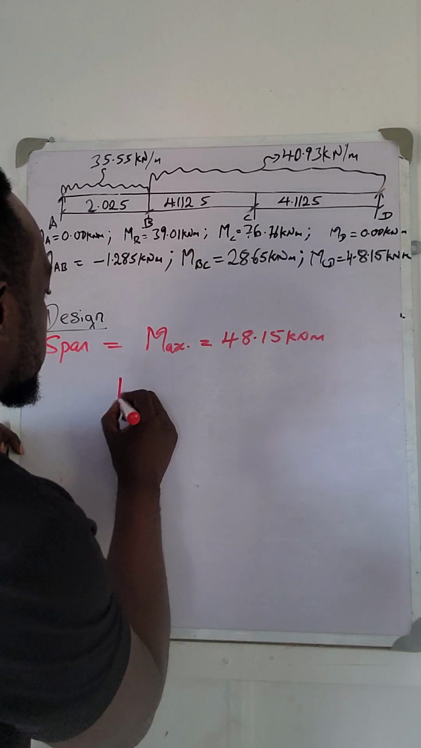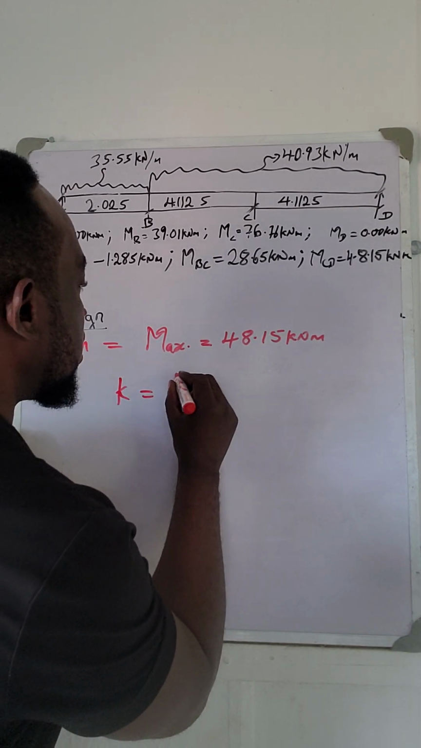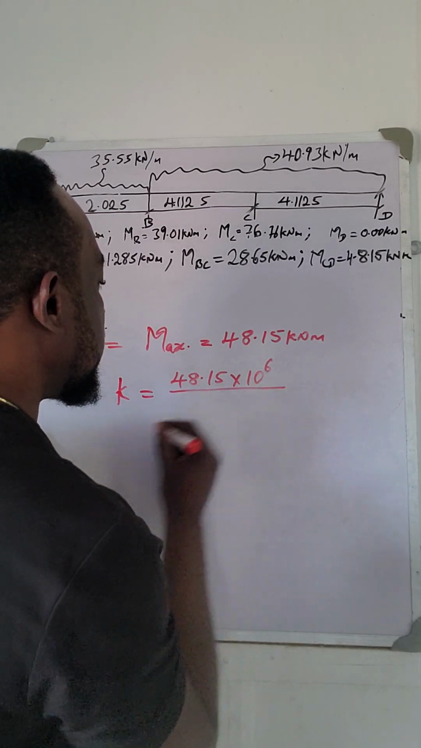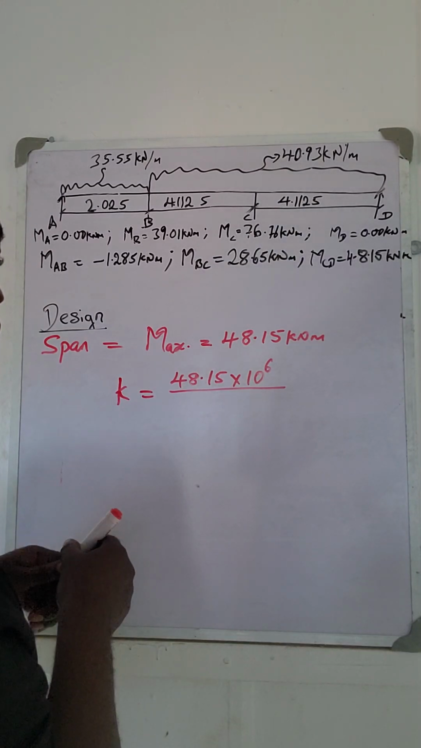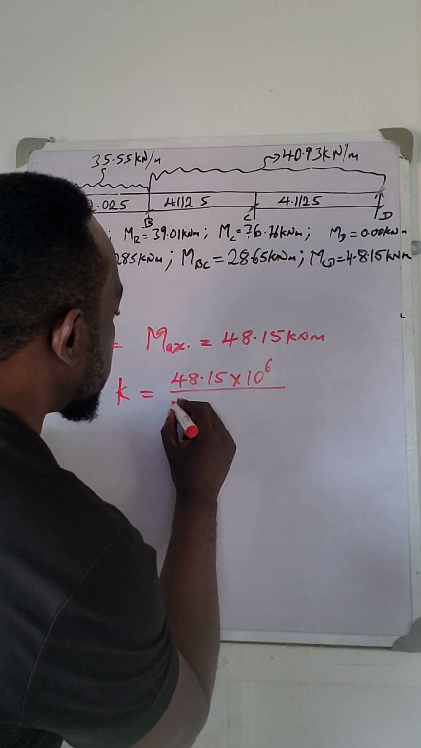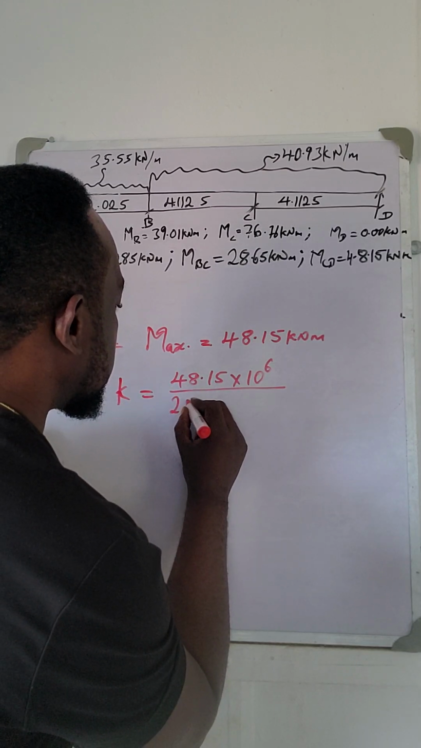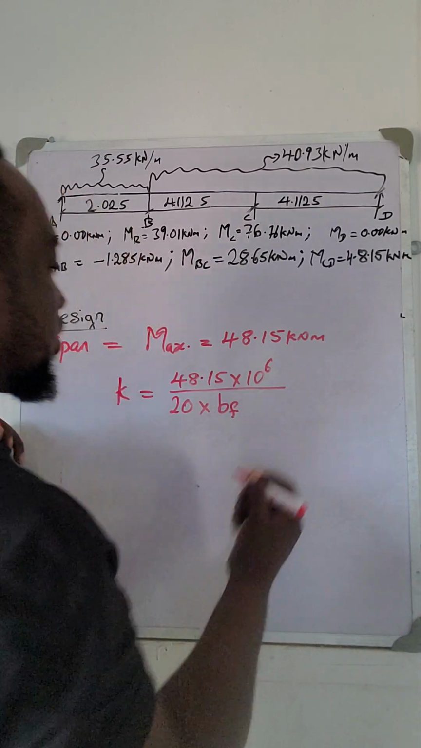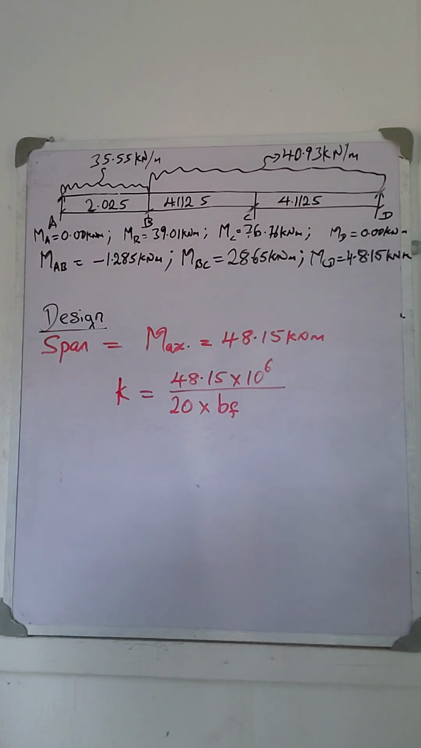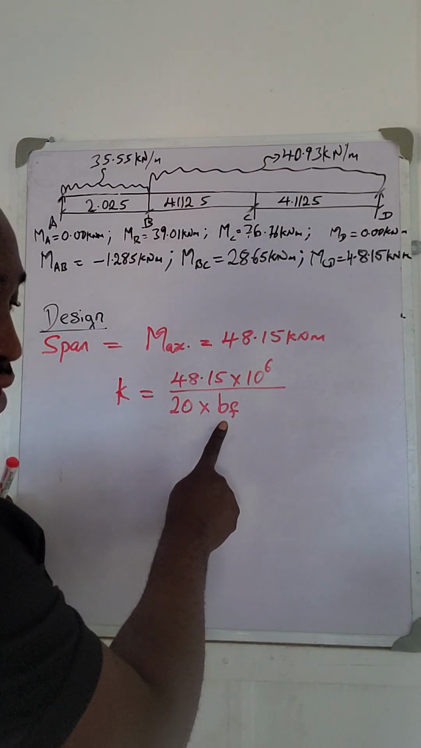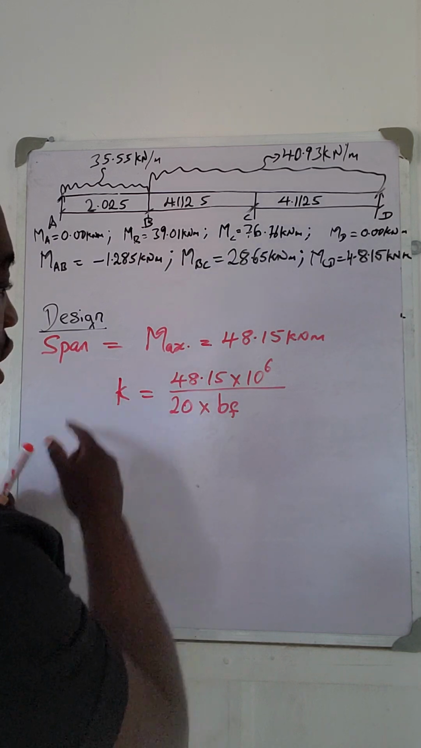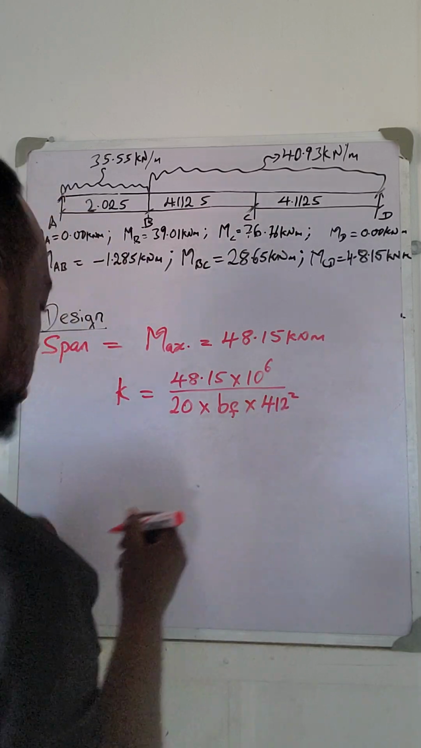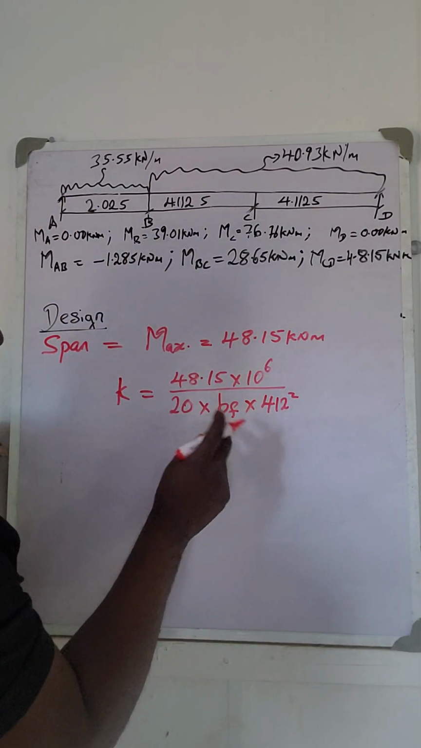Now we proceed. K is equal to M, 48.15 times 10 raised to the power 6 over fcu, which is the characteristic strength of concrete, take it to be 20, multiplied by, in this case, we are making use of bf, the flange width of beam. So this was what I was trying to calculate when I was designing for the support, multiplied by our d squared, 412 squared.